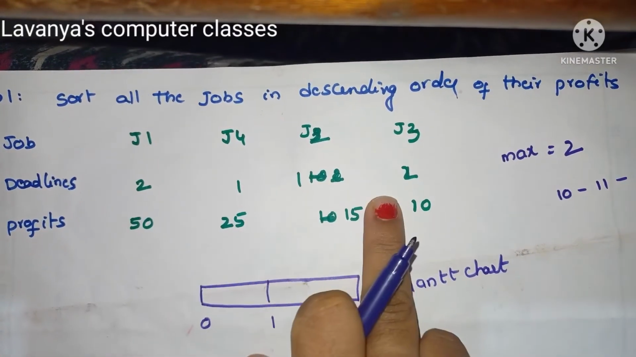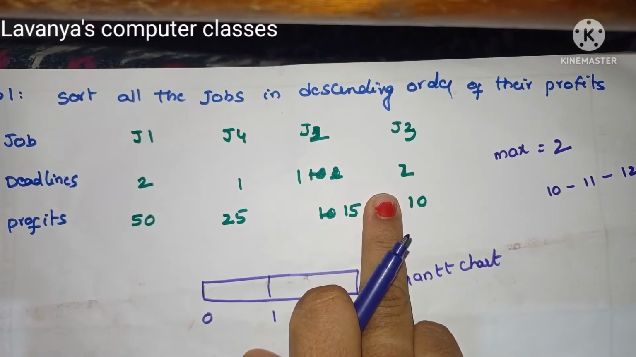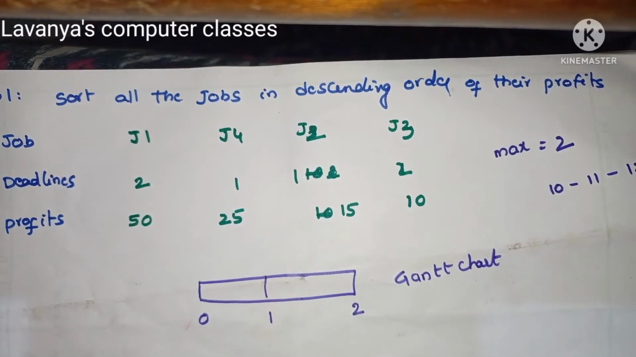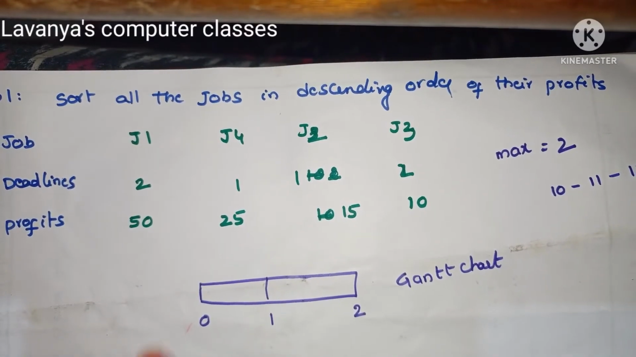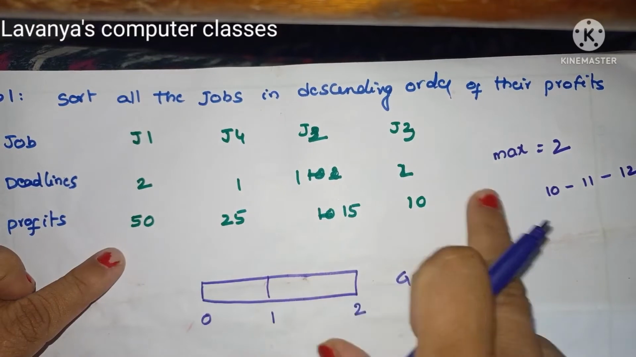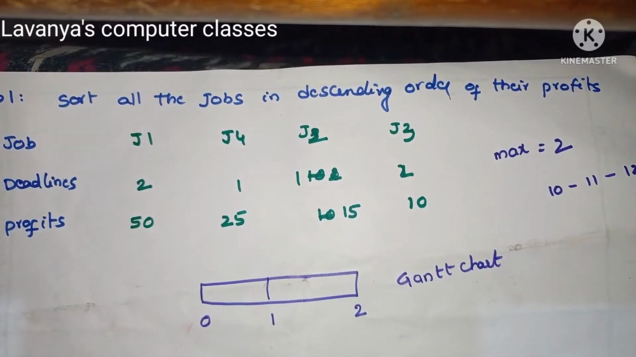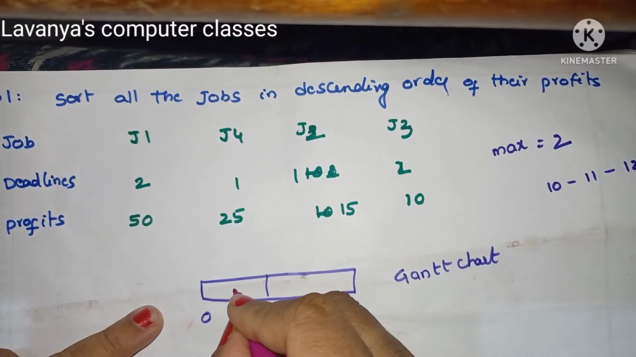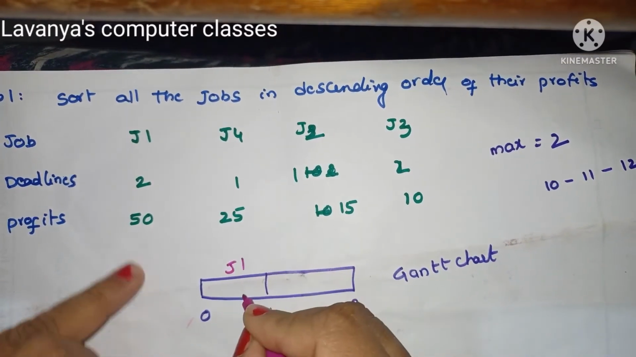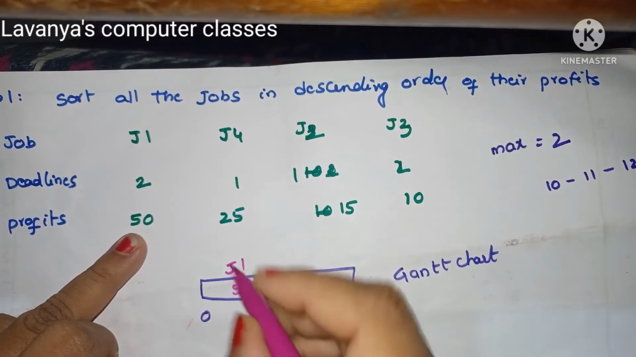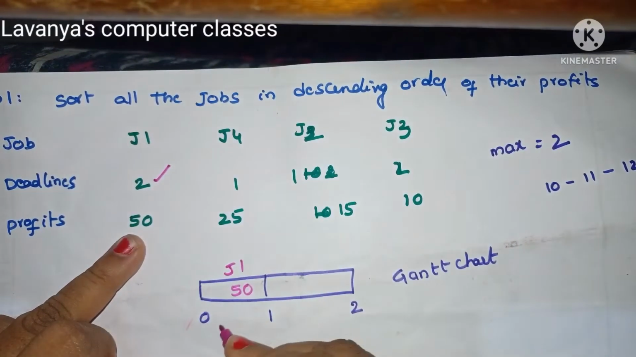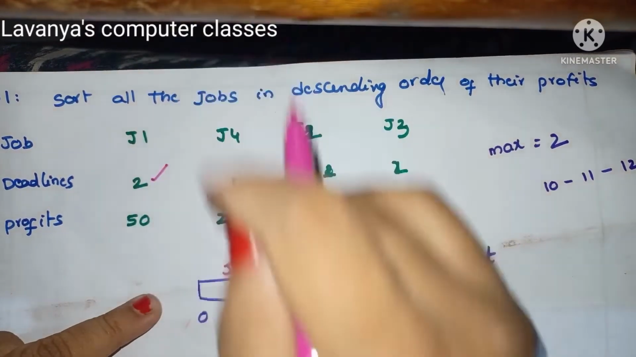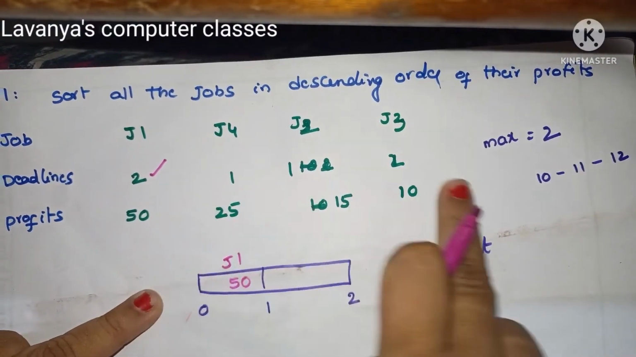Now we are doing job sequencing according to the greedy method. Our main aim is to complete the jobs within their deadlines and also get more profit. So which one is the most profit? The most profit is 50. So if we complete J1, the profit is 50. The deadline is 2, which means it can be completed in either the first hour or the second hour. So J1 is completed.